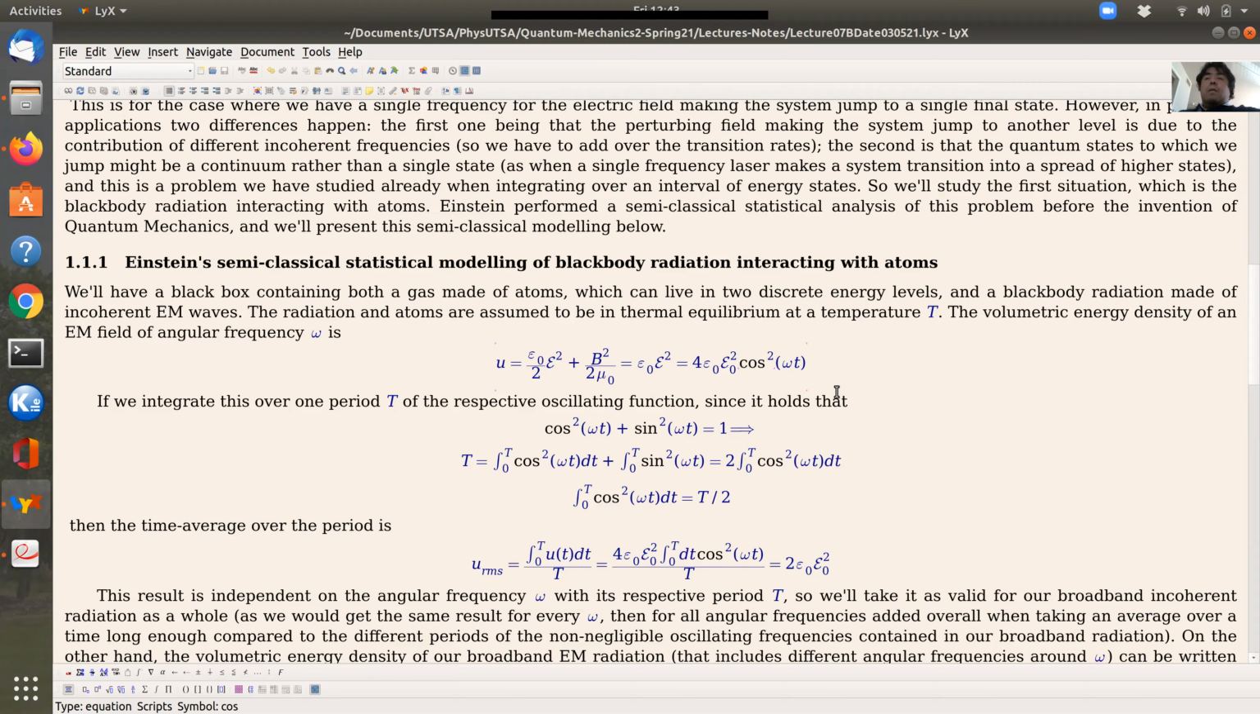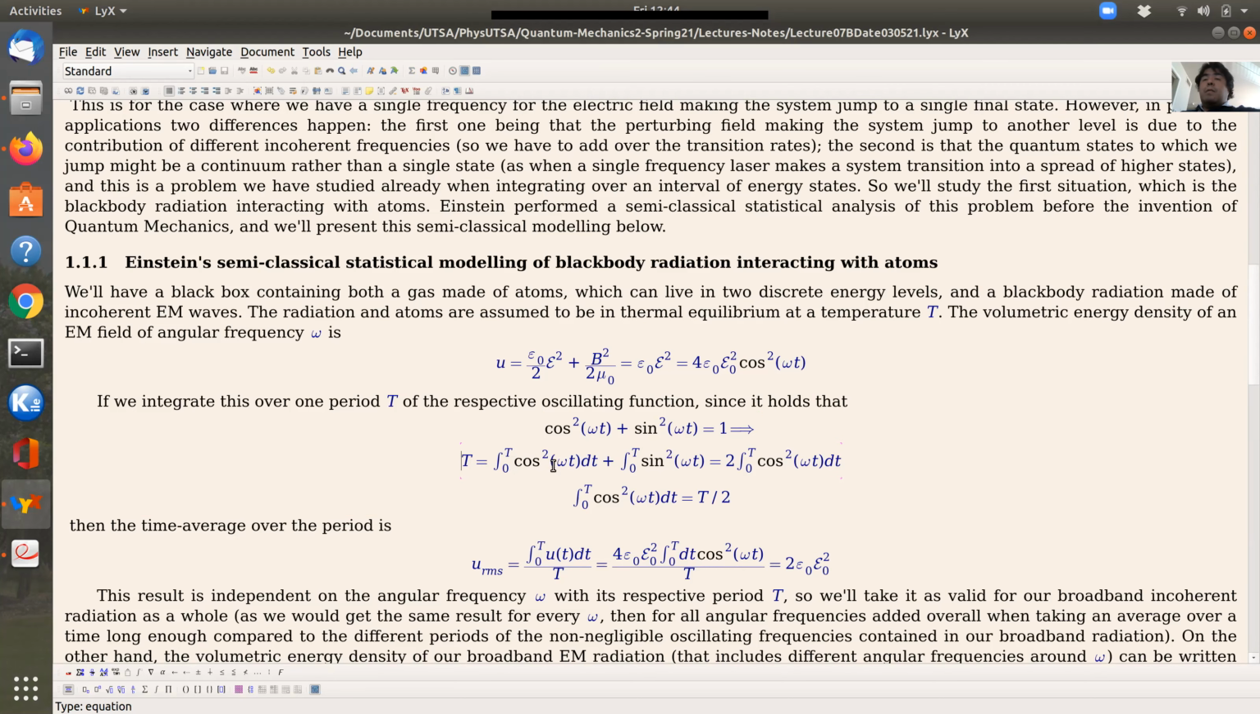So, I'm going to make a jump from one single frequency to many frequencies, but I have to be careful with the argument. The following is just a mathematical statement. We know our trig identities, so if I integrate this over the time period of a given frequency omega, so I'm still at a single frequency, this integral is going to be the time period.